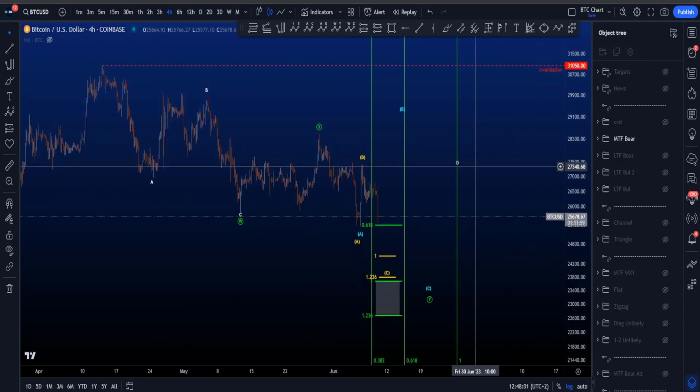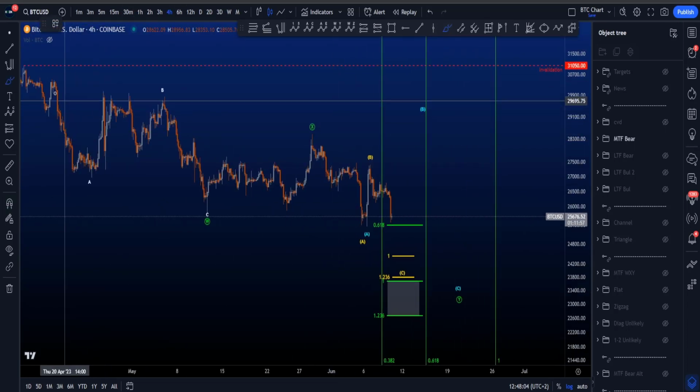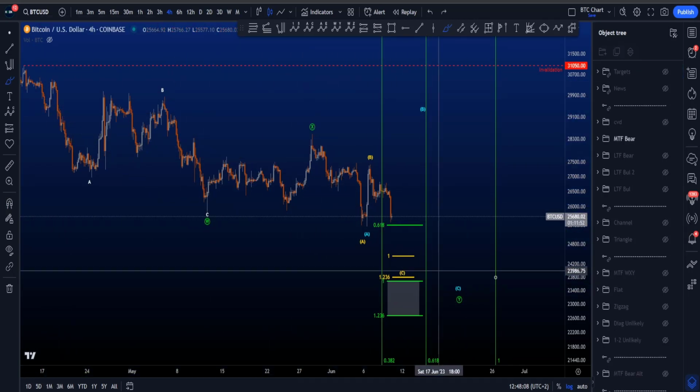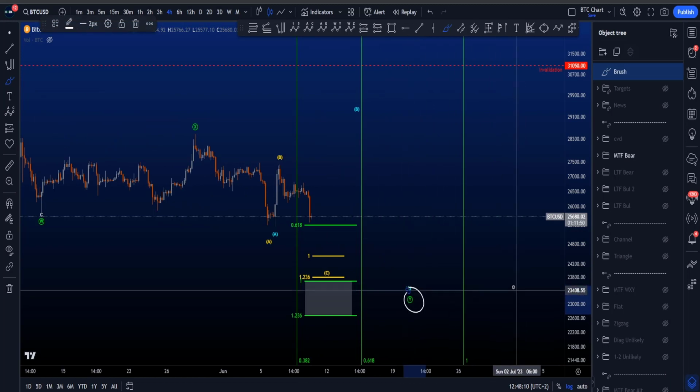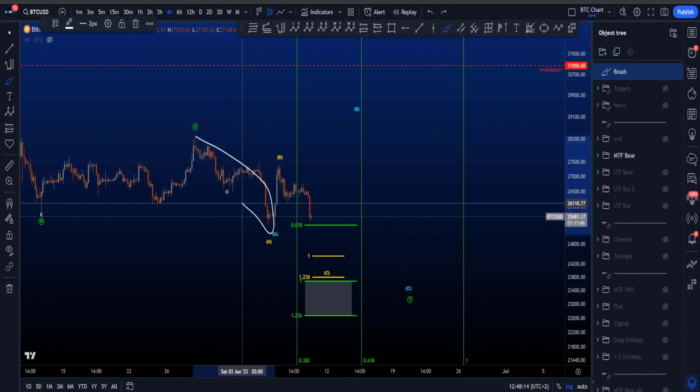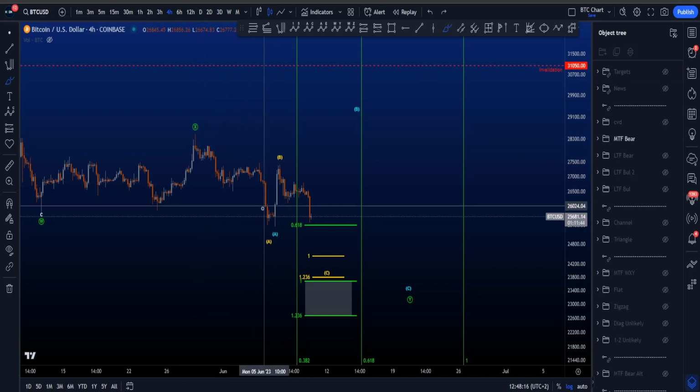So on a medium time frame, the green count is the higher time frame count, and then a WXY, which is a 3-3-3 scenario. And then this wave Y, that's of course what it is all about at the moment. So this is then the first structure to the downside in either the yellow or the blue count.